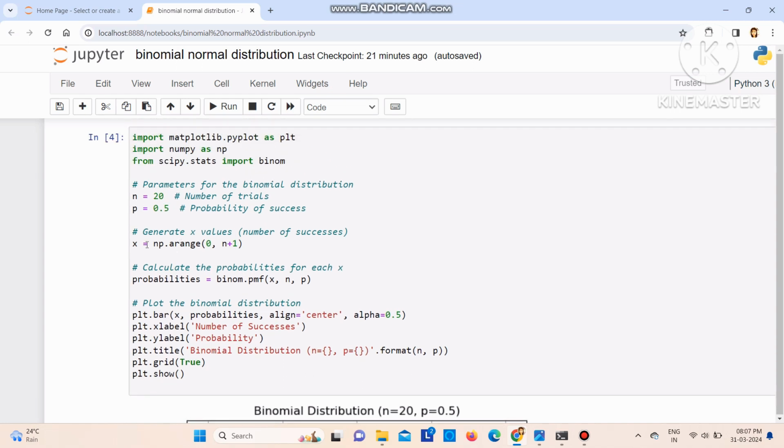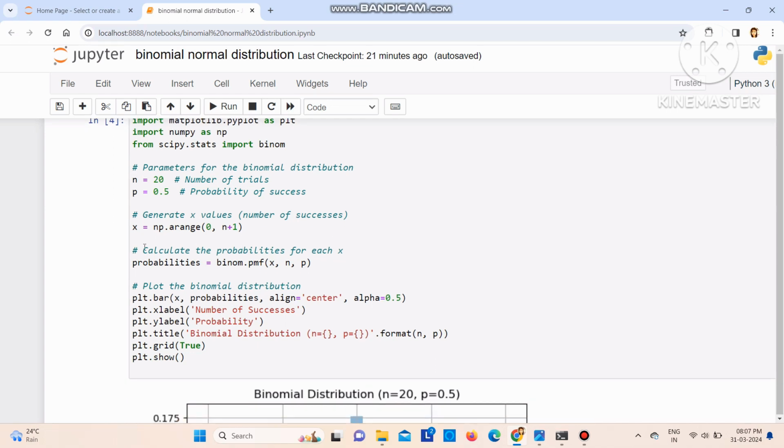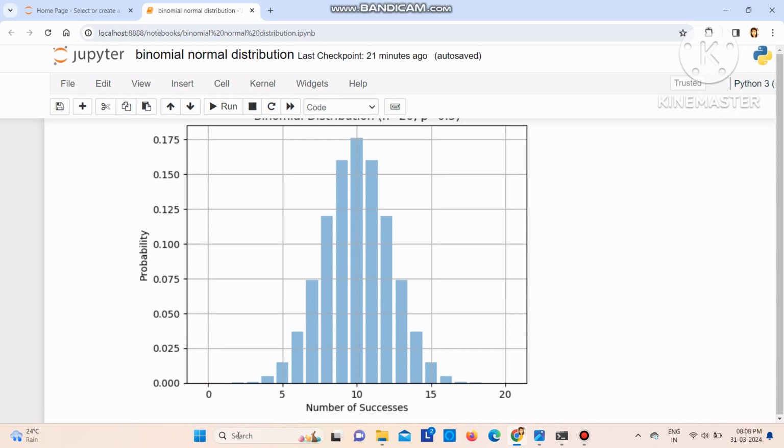So for that we are going to use NumPy to get the x values. What are the x values? Starting from 0, we are using np.arange starting from 0 to n. We are writing n plus 1 because the end value is not included, so that n will be included. Why are we writing it like this? So that we get the values from 0 to 20.